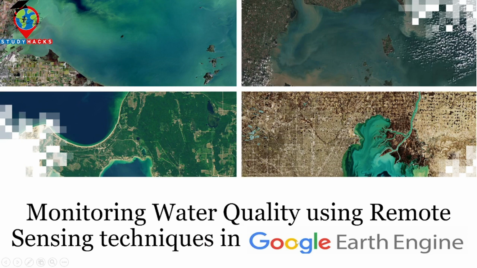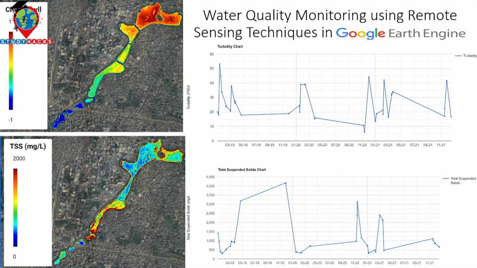So welcome to monitoring water quality using remote sensing technique in Google Earth Engine. Today's session I will discuss how we can easily monitor parameters like chlorophyll, turbidity or total suspended solid using remote sensing technique in Google Earth Engine. First I will discuss the theoretical part, then show you the practical part, so we can easily get the idea how it will work.